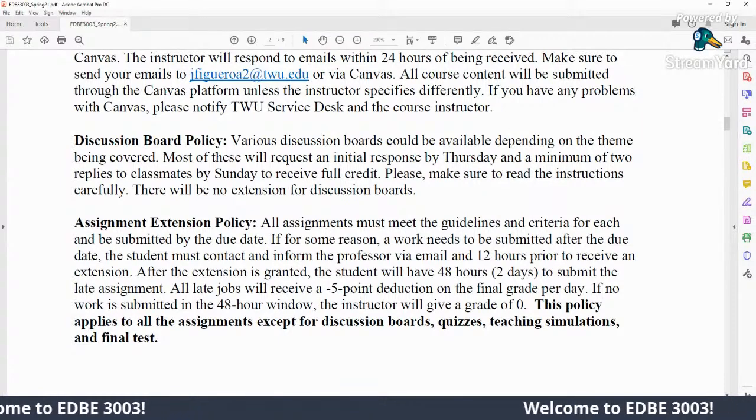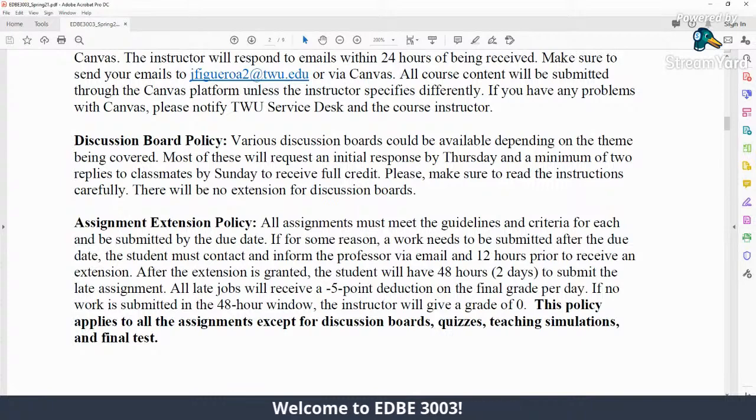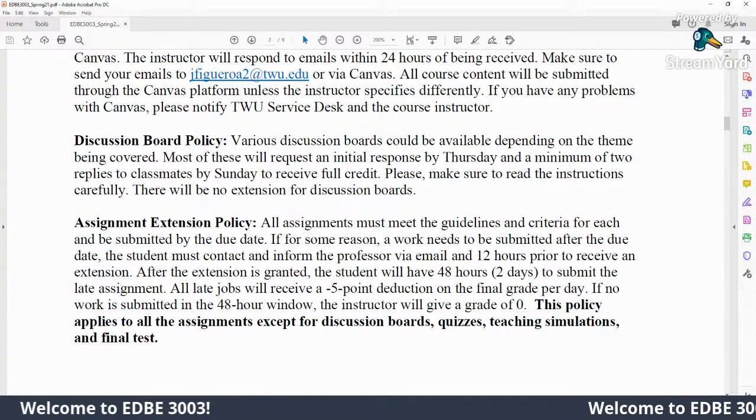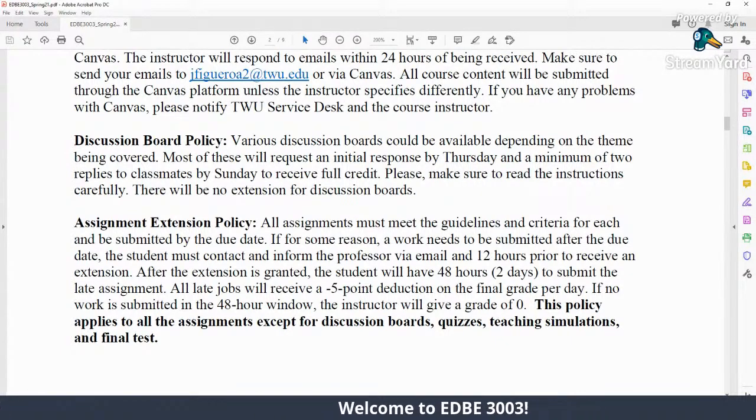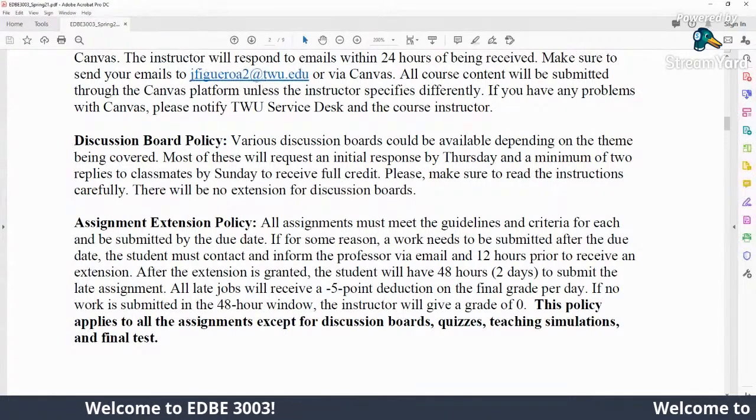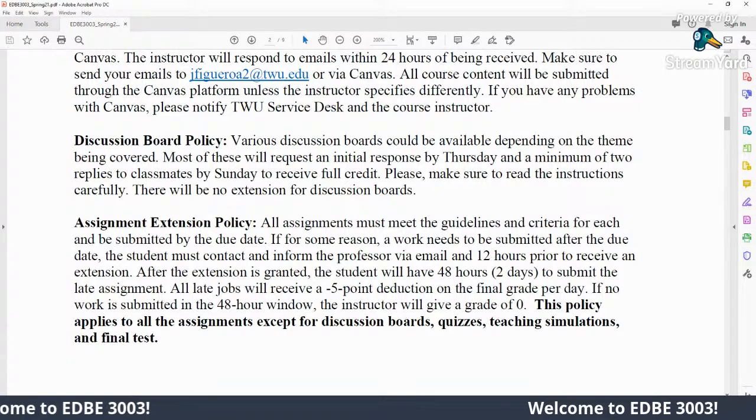All late jobs will receive a -5-point deduction on the final grade per day. If no work is submitted in the 48-hour window, the instructor will give a grade of 0. This policy applies to all the assignments except for discussion boards, quizzes, teaching simulations, and the final test.